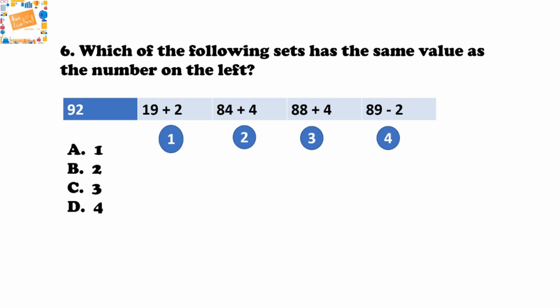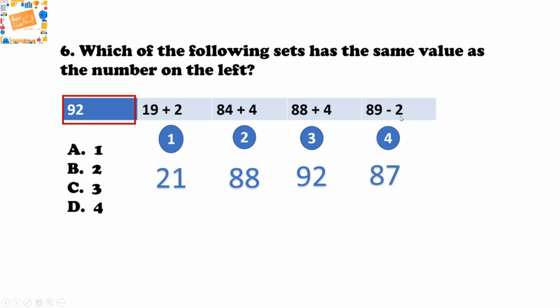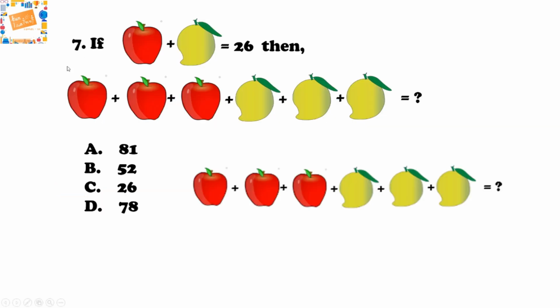So let's look at it together. We need to find which of these blocks match up to 92. So let's look at these sums and solve them. So let's look at the first block, 19 plus 2, which is nothing but 21. The second block has the sum of 84 plus 4, which is 88. Third block has 88 plus 4, which is 92. And the fourth block is 89 minus 2, which is 87. The simple arithmetic sum gives the correct answer in option C. Let's look at the next question.